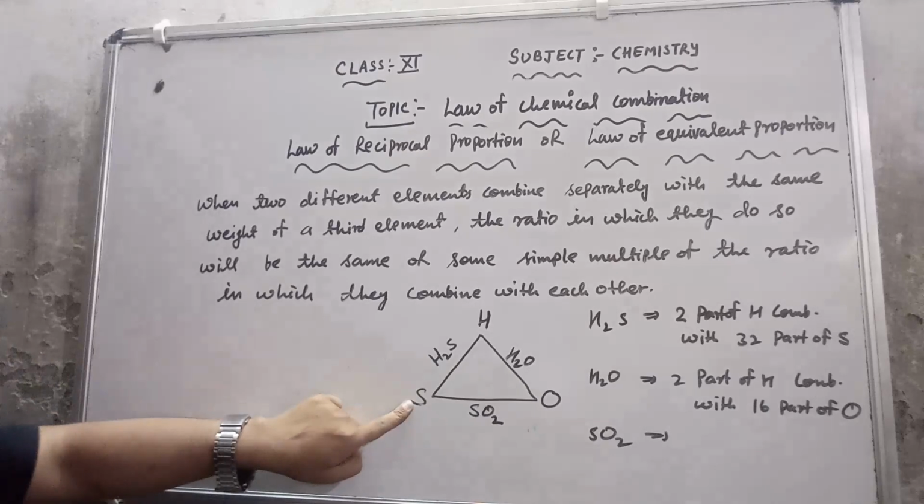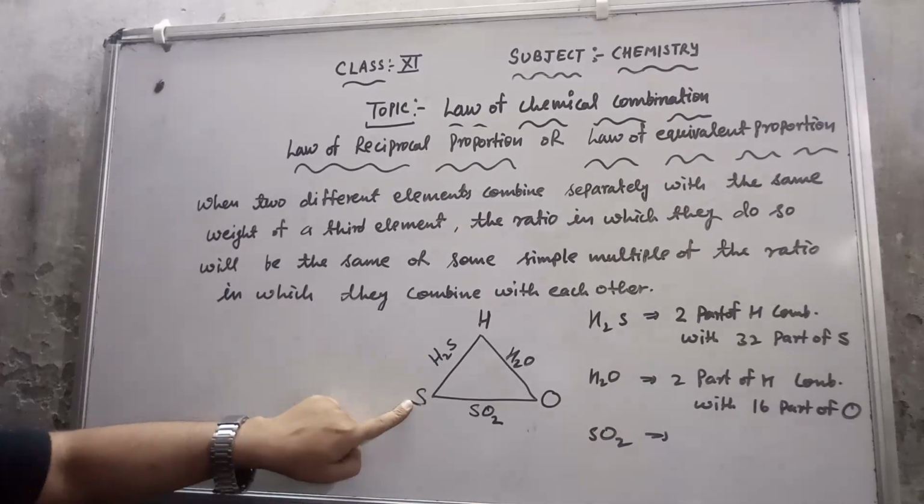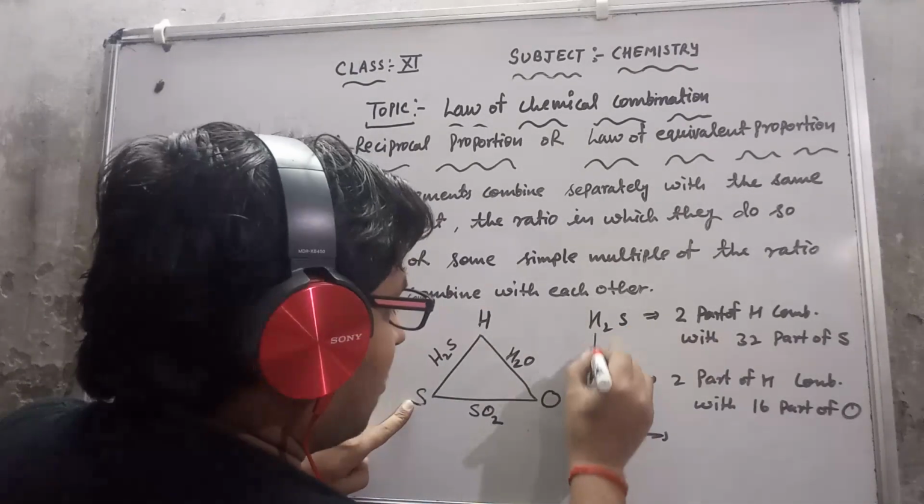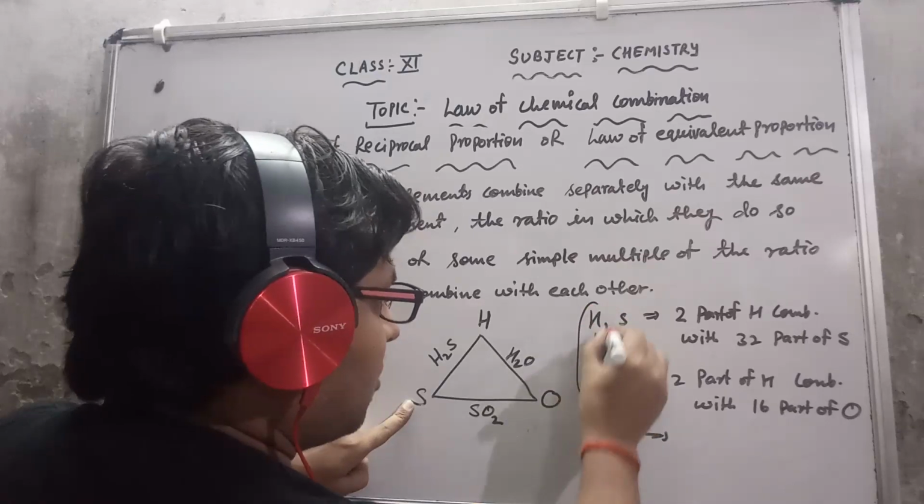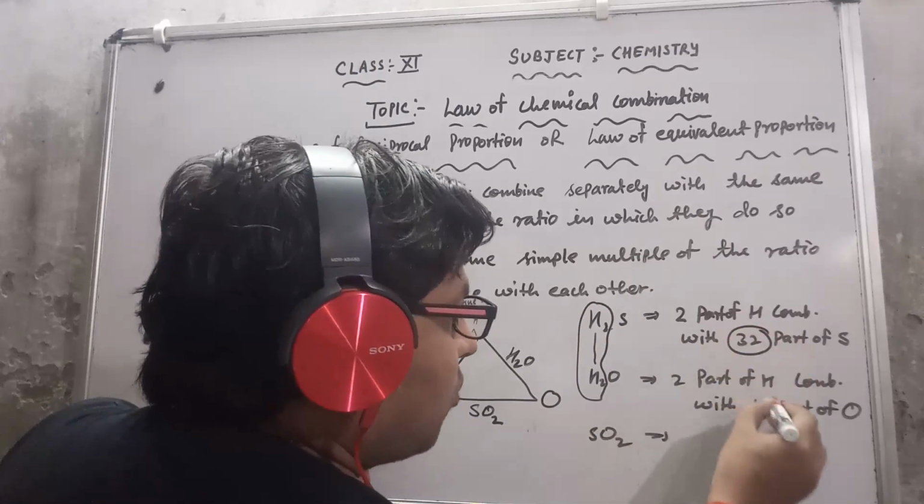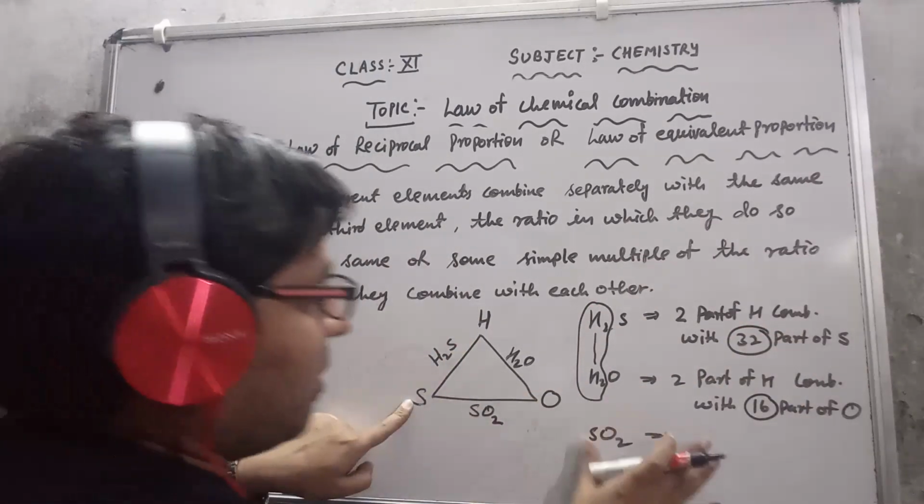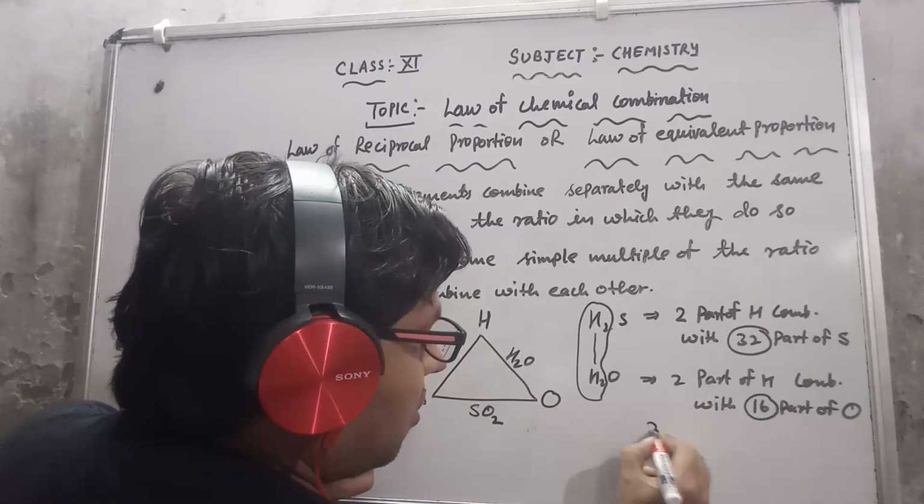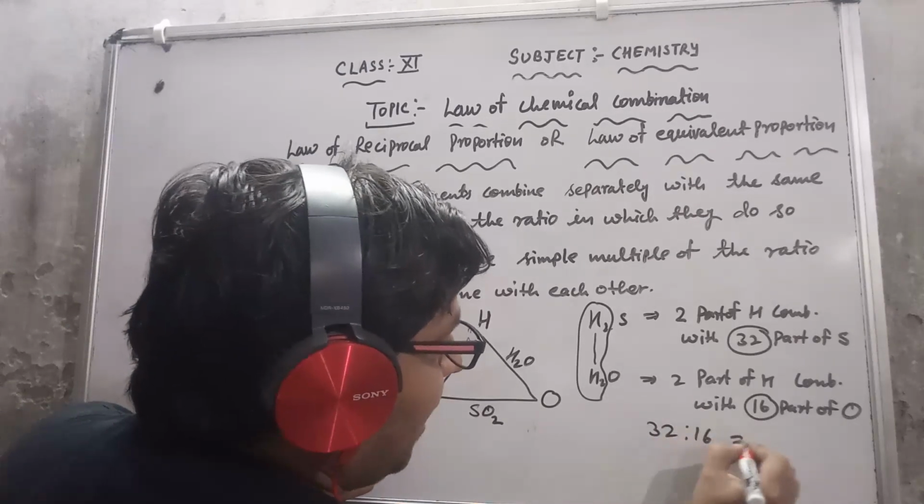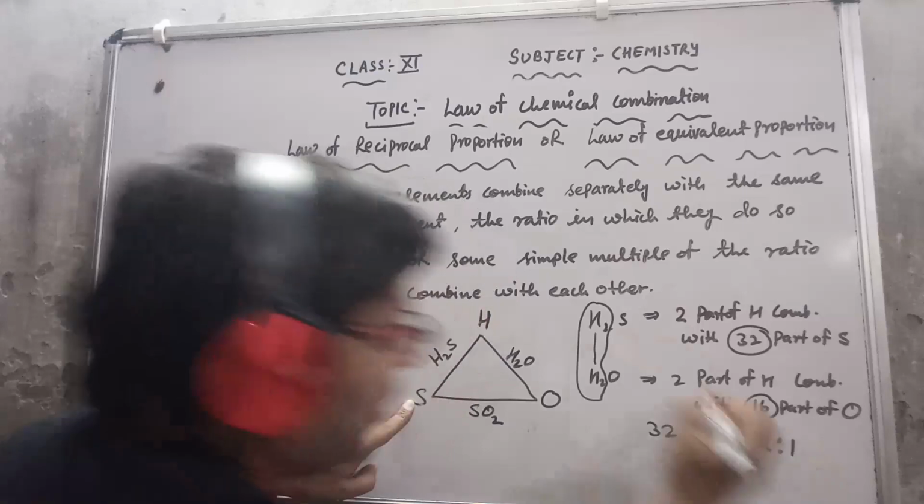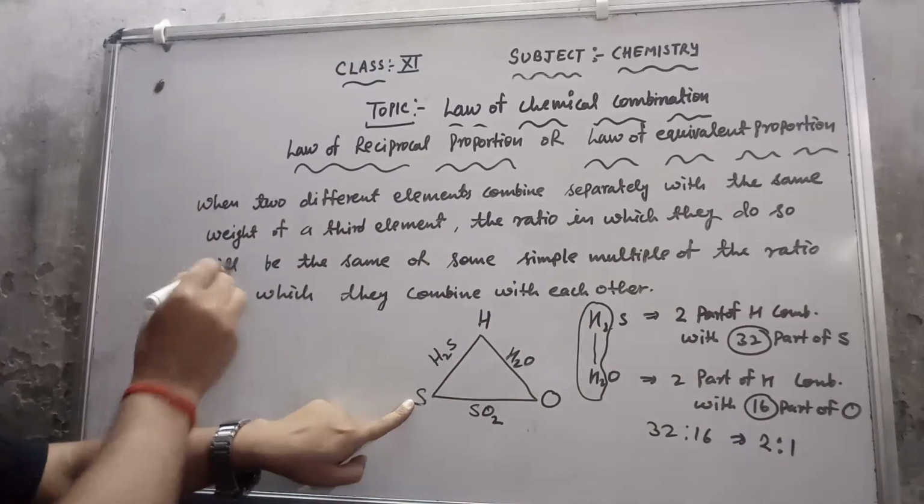If I check, the ratio here is the same, there is no problem. This is a different 32 and 16. So whatever ratio is there, what is the ratio? 32 ratio 16, I am getting here 2 ratio 1. So till here is clear.